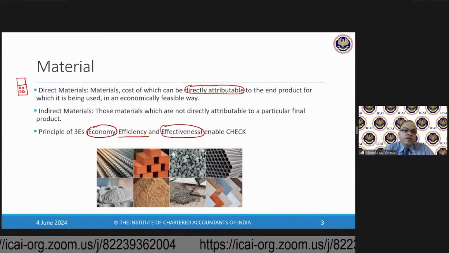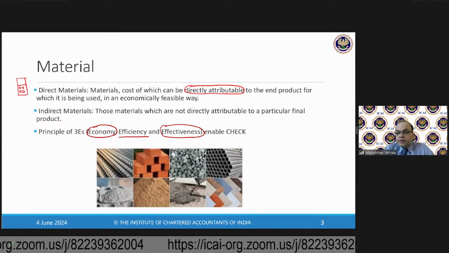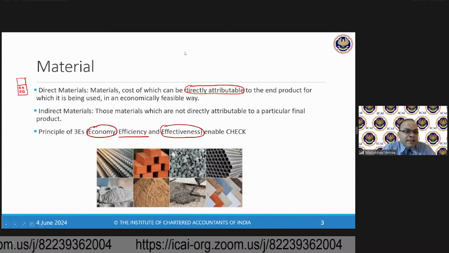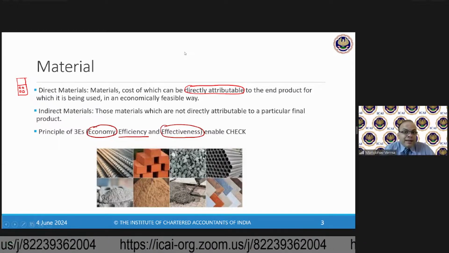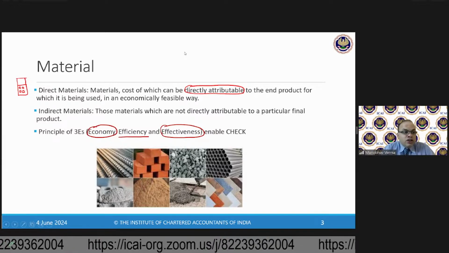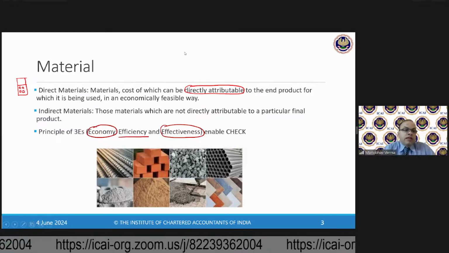In financial management, you guys will be studying something called working capital management. There also we will be discussing all this. So I hope everyone is clear on the direct or indirect material, guys. Please make sure if you have any doubts at any stage, please feel free to put down your query either on the query panel or on the chat box here.